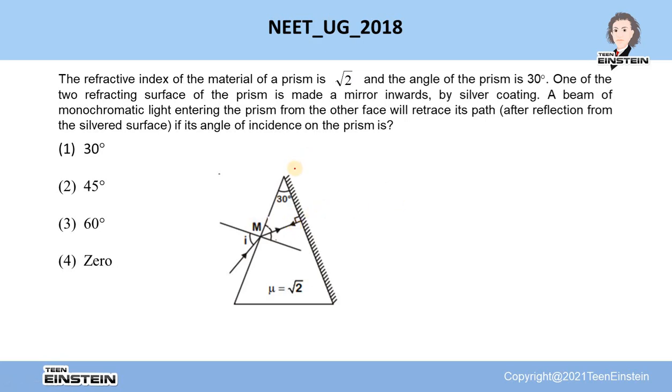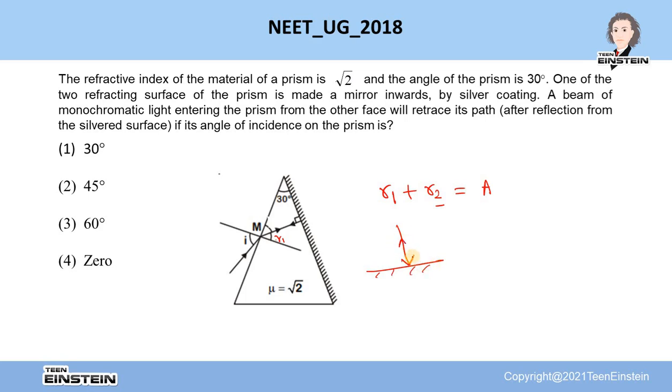So we know for a prism R1 plus R2 is equal to A. A means angle of prism. What is R1? R1 is the angle of refraction at this first refracting face and R2 is the angle of incidence at this second refracting surface. So for the light to retrace its path, it has to incident normally onto the mirror.